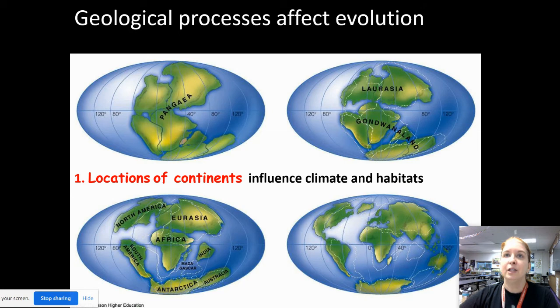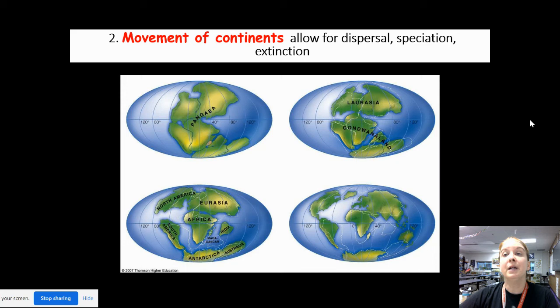All right, next, geological processes do affect evolution, like a whole lot. So number one, location of continents are definitely going to influence climate and habitat, which always results in winners and losers. So you can see how they're moving over time. I think it's kind of cool that Texas and Africa used to be right next to each other. Movement of continents allows for dispersal, speciation, and extinction.